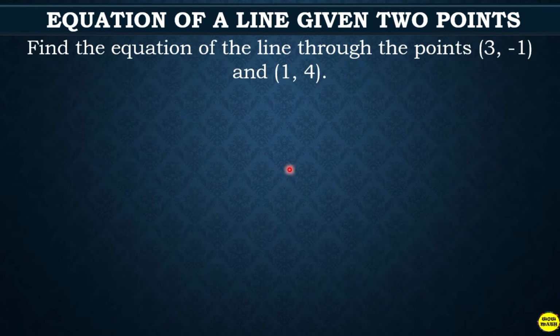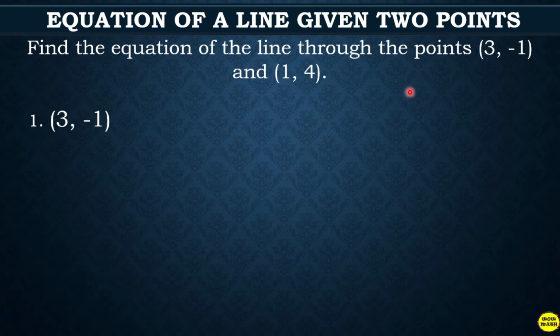Next. Find the equation of the line through the points (3, -1) and (1, 4). Okay, so paano natin gagawin? Since naka-statement siya, hindi kagaya ng mga kanina na given na kagad yung point. Ganun lang din, since ang given natin ay 2 points pa rin naman.